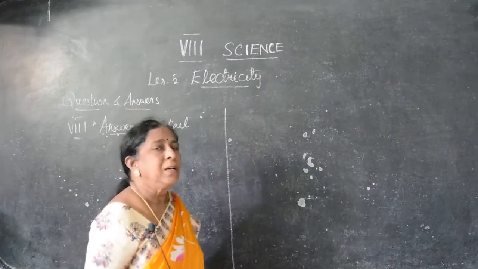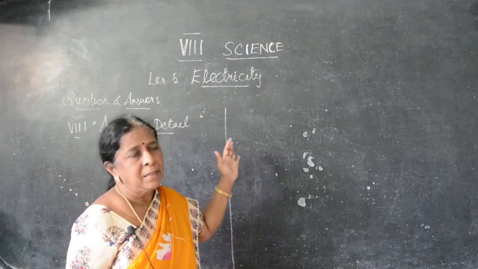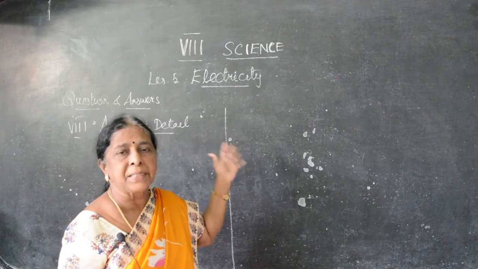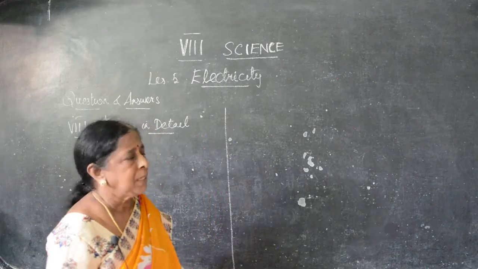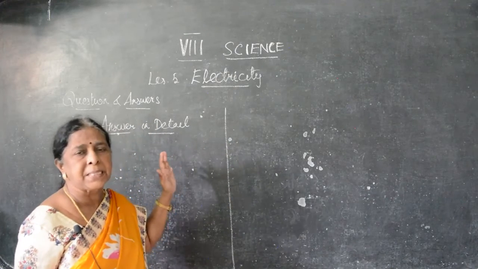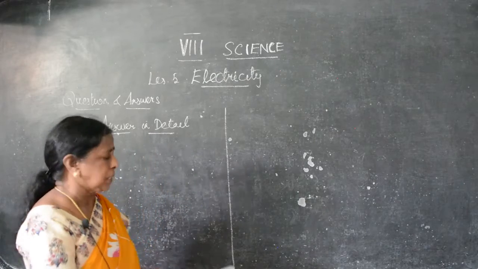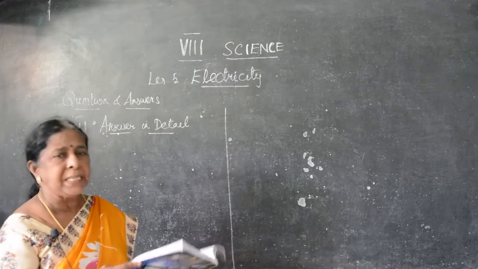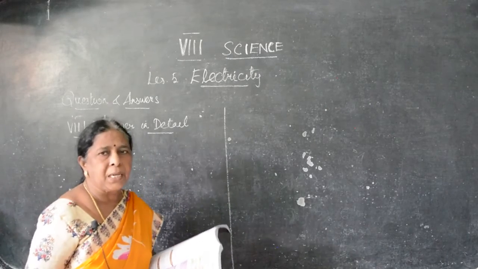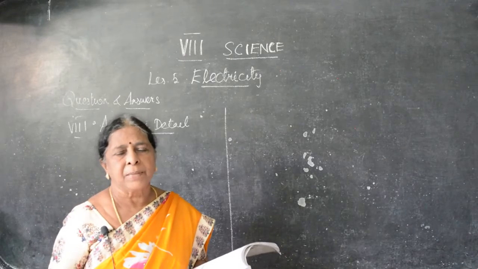Good morning, children. The electricity lesson has already been taken, and all the objective and short answers were given in the previous classes. Now I have to give the answers only for the detailed questions. The detailed questions are given on page number 58. Children, take the books and pencils in your hand and mark down carefully.